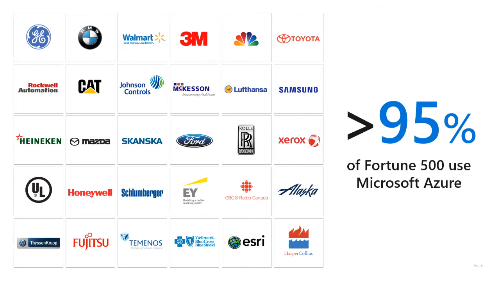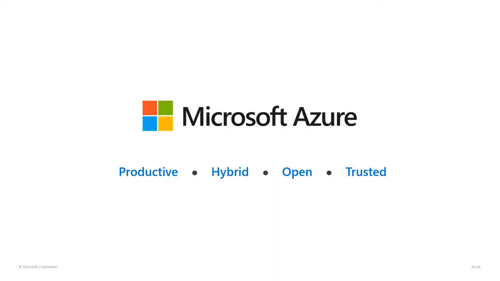so you can see a lot of the famous names over here. Through this webinar and also the future webinars, we may be able to talk about some examples of how some of these organizations use our cloud to solve a myriad of both technical and business problems. Now, Microsoft Azure also has 4 distinct properties: productive, hybrid, open, and trusted. So the next few slides, we will be talking about what we mean by Azure being productive, being hybrid, being open, and being trusted.